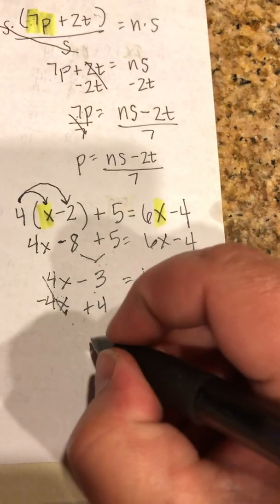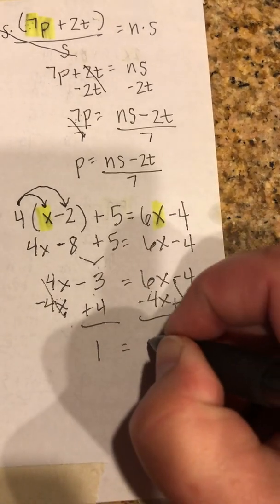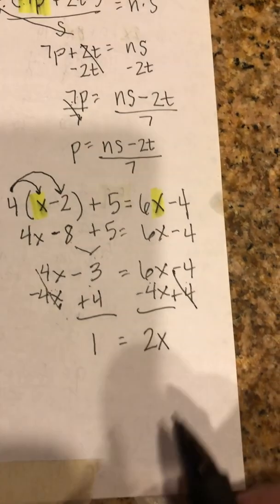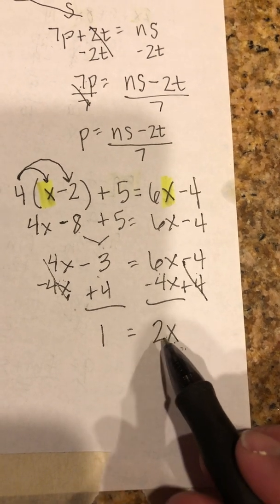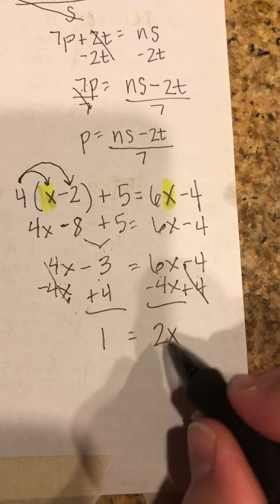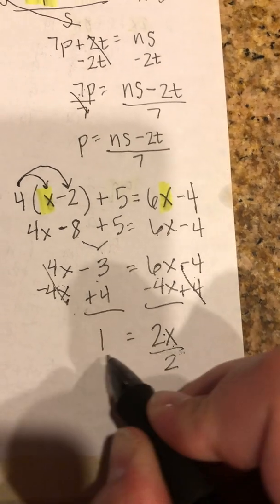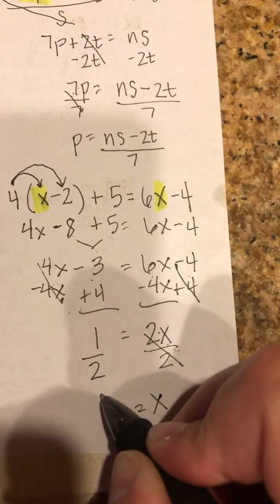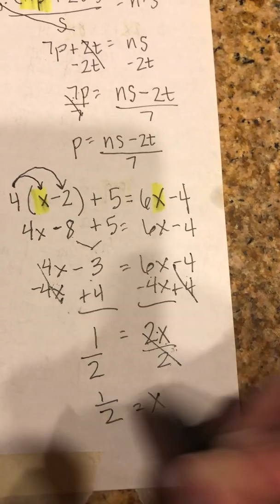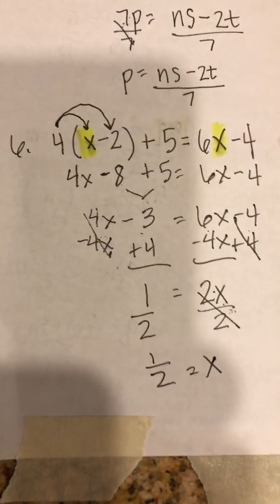A negative 3 and a positive 4 is 1. And 6x minus 4x is 2x. And then again, you always go to the variable. I want the variable to be by itself, so it's the 2 that has to go. That's 2 times x. So we're going to divide by 2 and divide by 2. And you can't really do 1 divided by 2, and so we just leave it as 1/2. So on that one, x would equal 1/2. That's it.